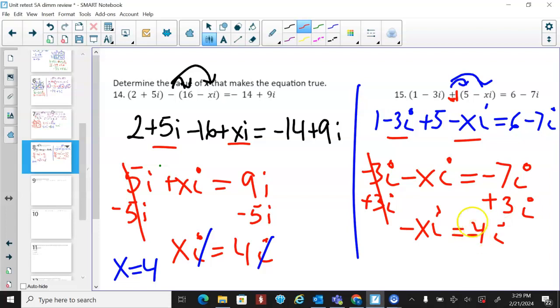Negative 4i. Let's forget it was negative 7. And now I'm going to divide both sides by negative 1, or you can do negative i, either or. All right, so these negatives will cancel, so x will equal 4 again. So the i's will cancel as well.